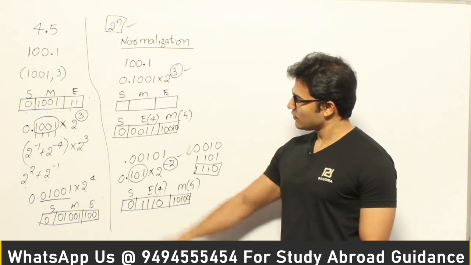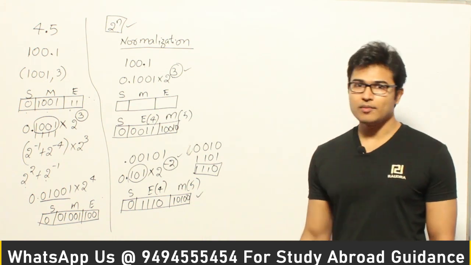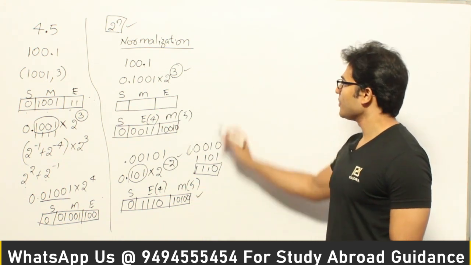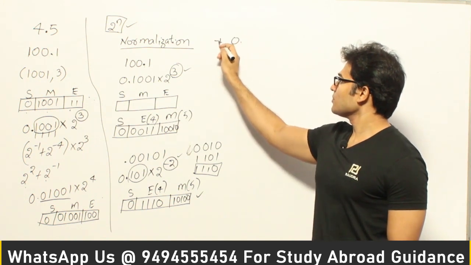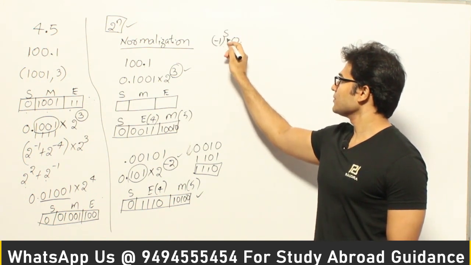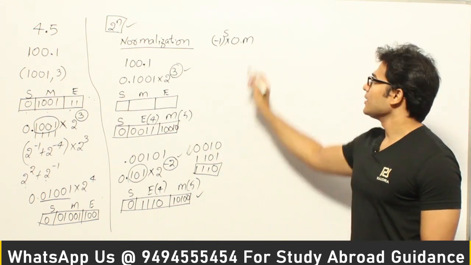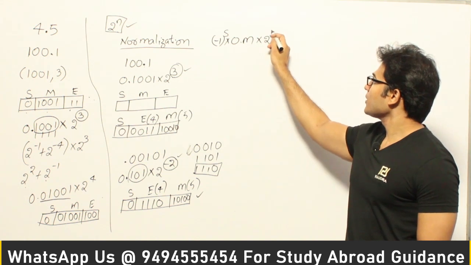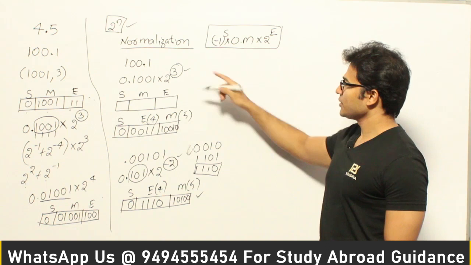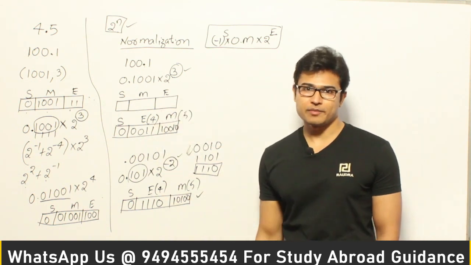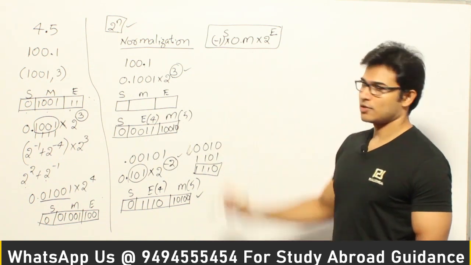So now how to get the number back? Once you know that you are going to use this form, then how to get the number back is minus 1 power s into 0 point mantissa into 2 power exponent. You can directly write it this way. If you know that this is the way you are going to store a number, then how to convert the number back into decimal? You have to use this formula, isn't it?